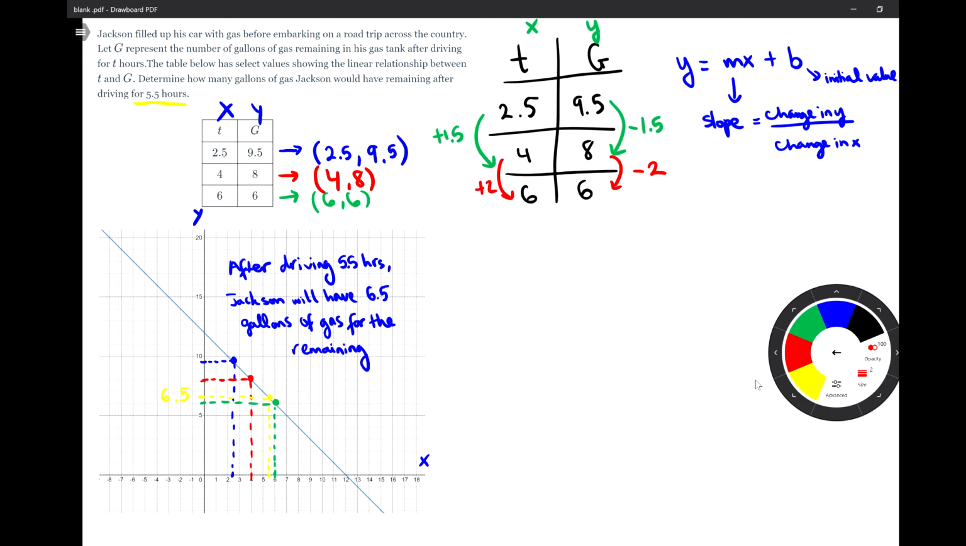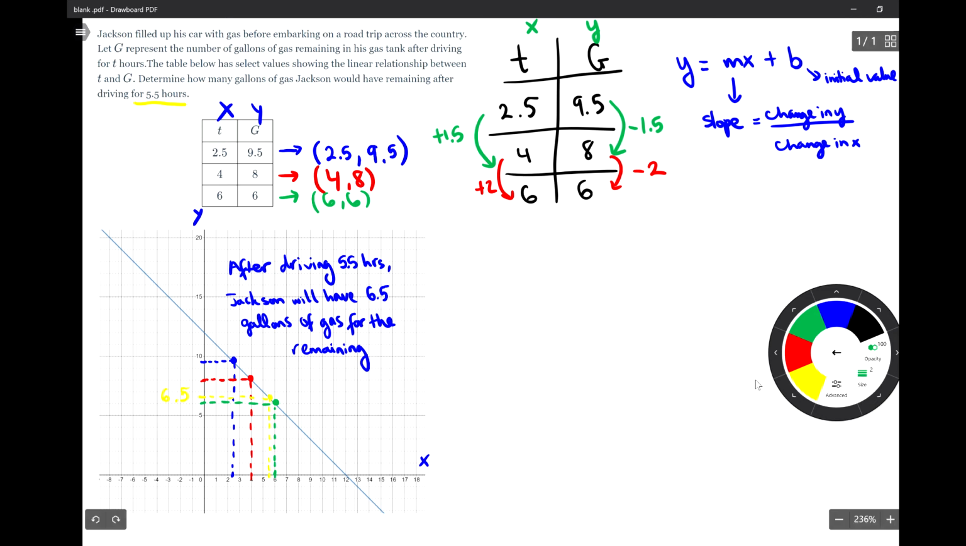So what do I mean by that? If I want to use the change in y from 9.5 to 8, that means I will use negative 1.5. And that means I have to use the change in x from 2.5 to 4. I cannot use 4 to 6 for the change in x if I use the change in y as negative 1.5. Does it make sense? So green has to go with green, red has to go with red. We have to use the same set of numbers.